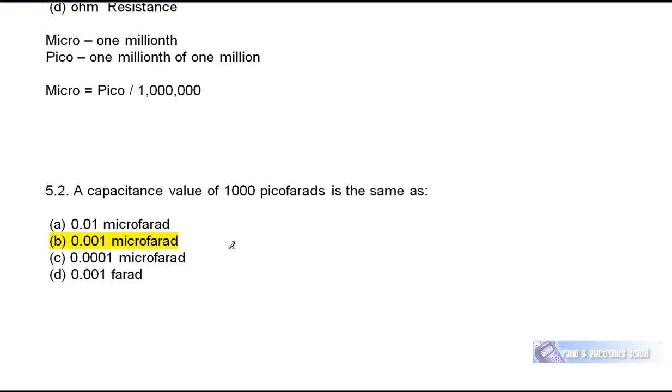And to prove that, we could convert 0.001 microfarads to picofarads by multiplying by 1,000,000. To do that, we would start at the decimal point and move the decimal point 6 places to the right. 1, 2, 3, 4, 5, 6. And we get rid of the leading zeros. 0.001 microfarad is 1000 picofarads. So the answer is most assuredly B.